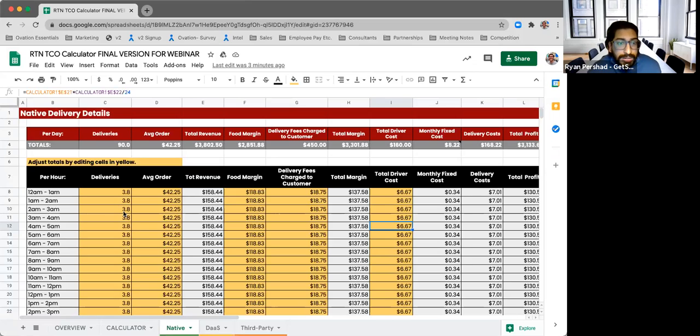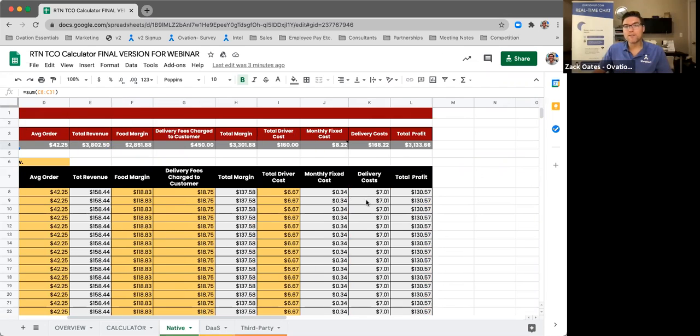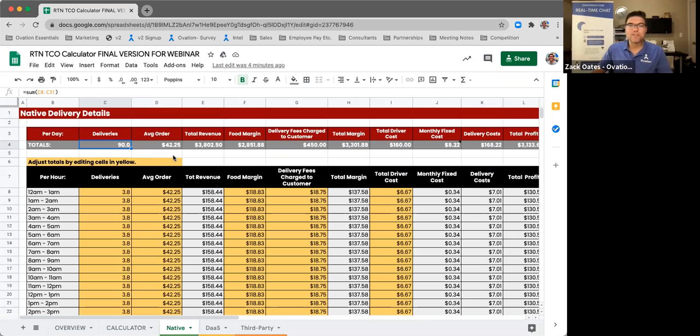And so, compared to the front end calculator, which is a higher level view, this would be literally going into a day, hour by hour, and understanding your revenues, your costs, and what strategies and decision making you can do based on that. Yeah, because it will show you the cost per delivery and total profit. It'll show you all of that here in each of those tabs.